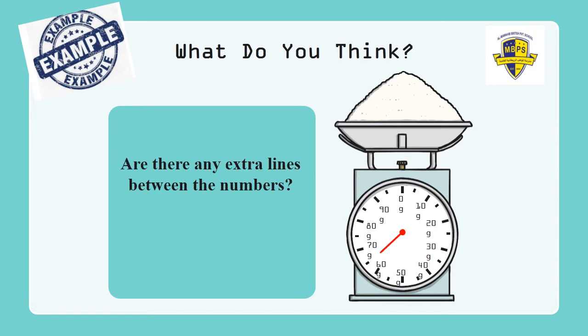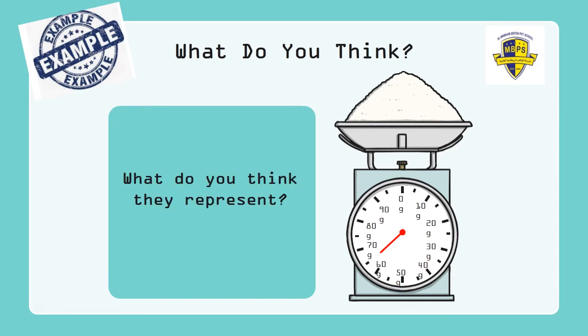Now, the third step. Are there any extra lines between the numbers? Tell me, are there any extra lines? Good. We have extra lines. How many extra lines between 0 and 10? Good. We have only one extra line. So now, what do you think this line represents?